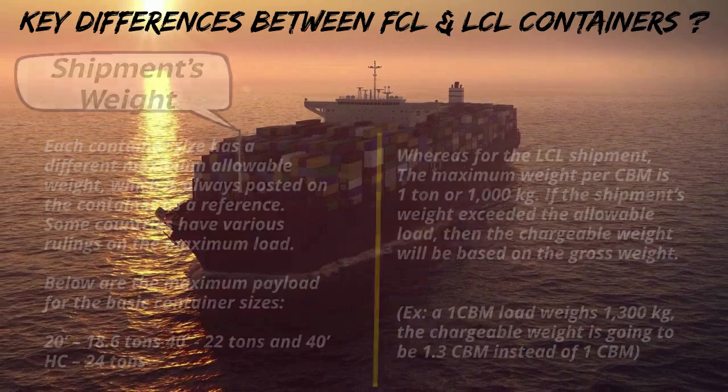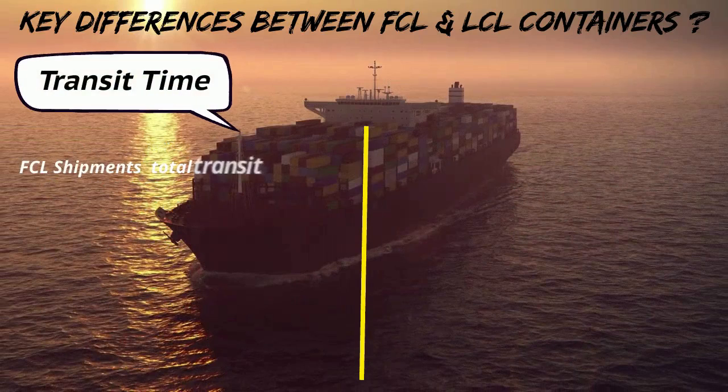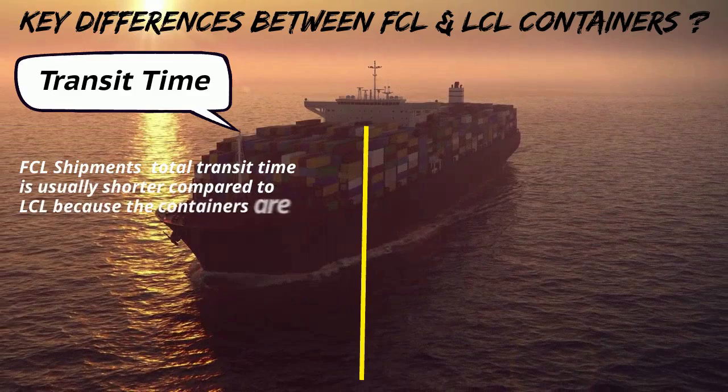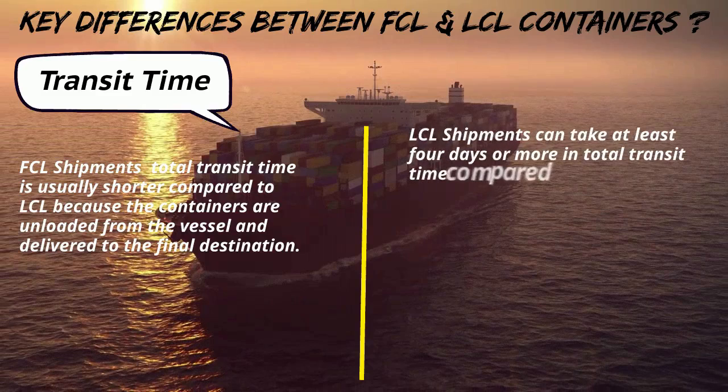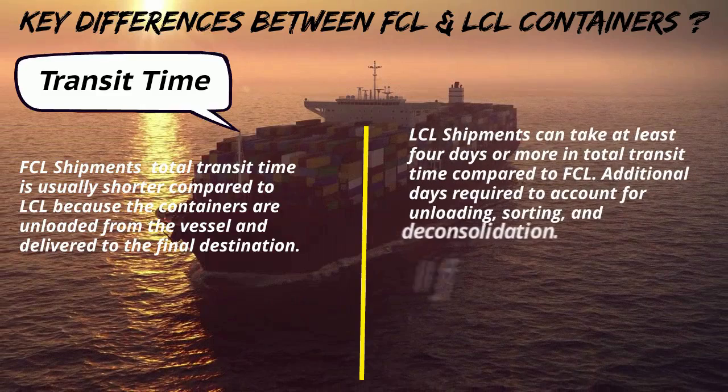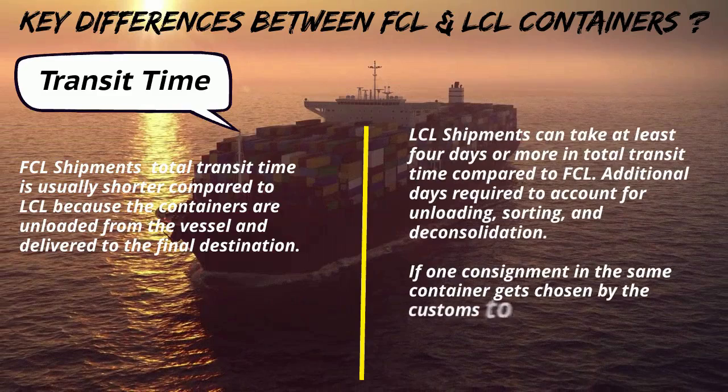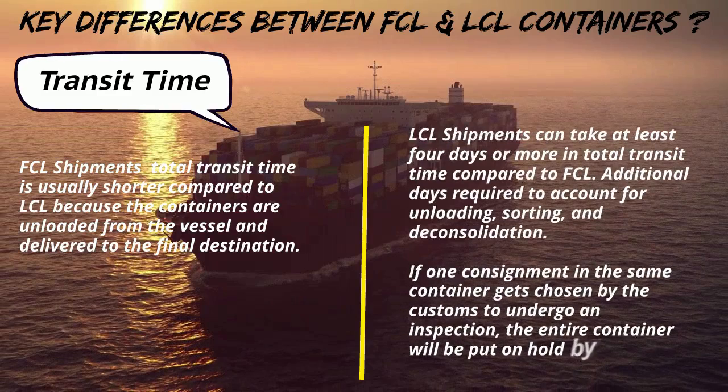On transit time. For FCL shipments, total transit time is usually shorter compared to LCL because the containers are unloaded from the vessel and delivered to the final destination. LCL shipments can take at least 4 days or more in total transit time compared to FCL. Additional days are required to account for unloading, sorting, and deconsolidation. If one consignment in the same container gets chosen by the customs to undergo an inspection, the entire container will be put on hold by the customs.